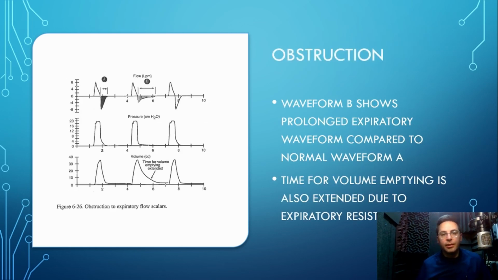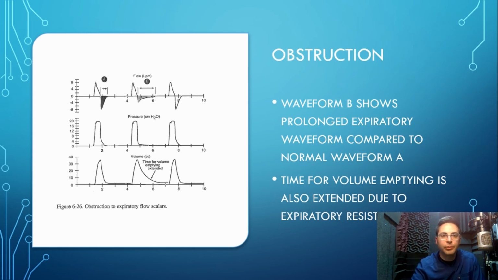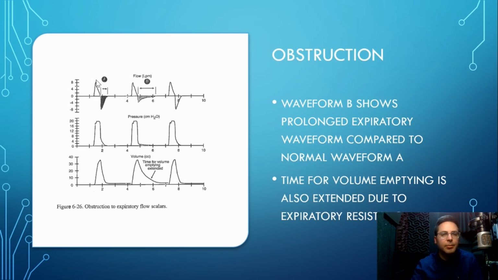Okay, now we see here a representation of obstruction. We can take a look at a comparison between these two waveforms right here. This is a more normal waveform that we should expect to see. And in waveform B here, we see on the expiratory side of things that expiratory flow seems to be prolonged when compared to the initial waveform there. We can also observe here on the volume waveform that the time for volume emptying seems to be extended when compared to the initial waveform there. And this is due to expiratory resistance.